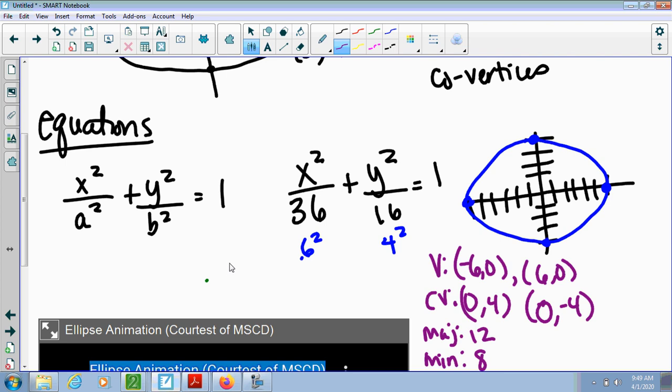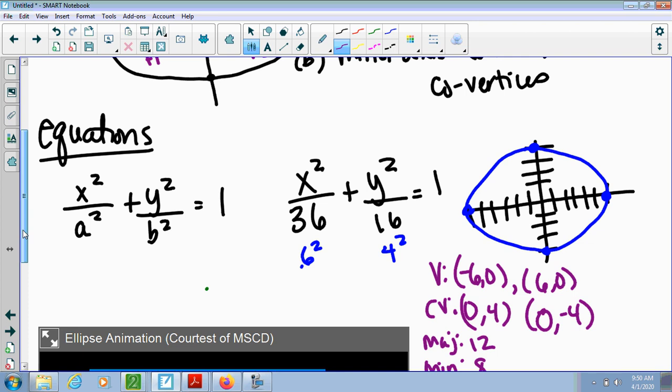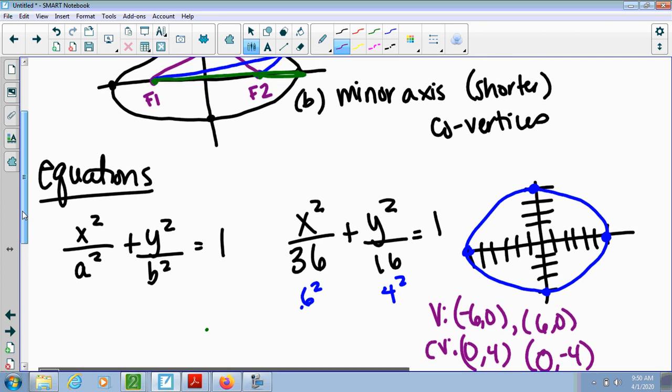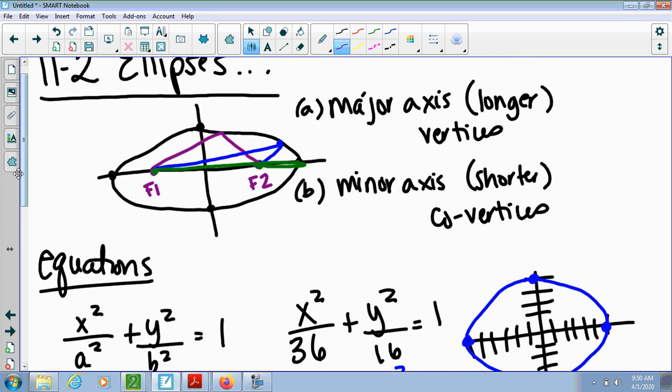Okay? And we haven't figured out where our foci need to be in this particular problem. So if we go back up to our picture, I'll show you how to figure out the equation of your foci and the equation that we use for that. Okay? Alright, so this distance is B, right?